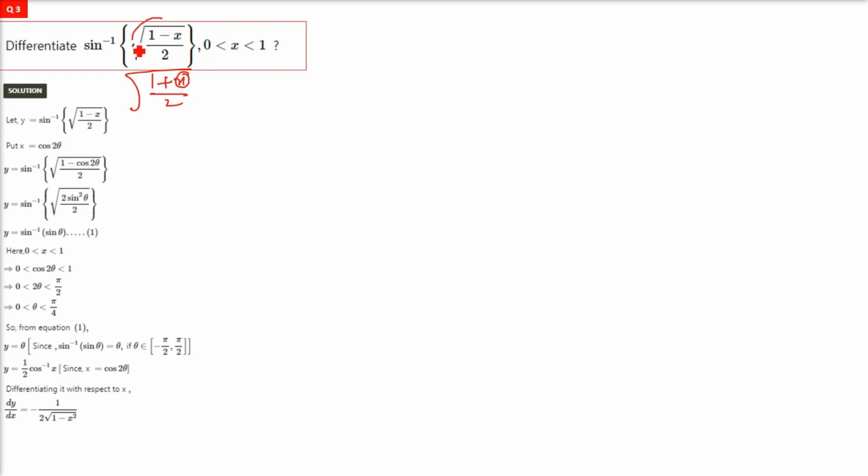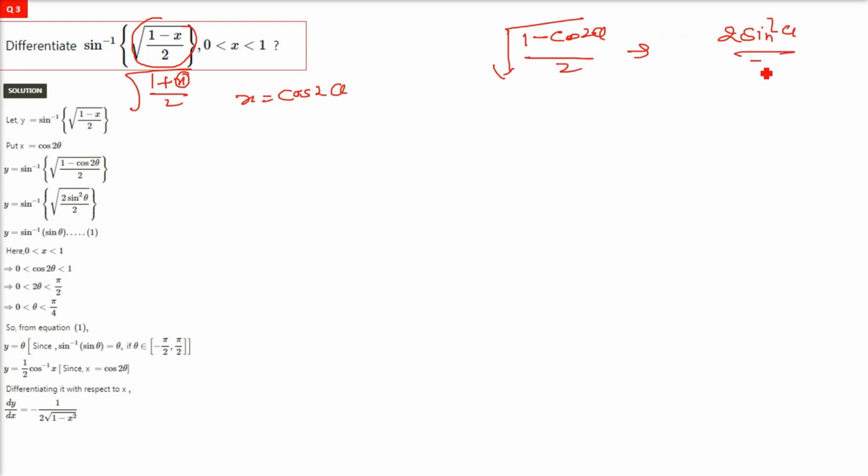Why? Because 1 minus cos 2 theta, we know that it is 2 sin square theta. So the inside one is 1 minus x, we will be substituting cos 2 theta. It will be under root 1 minus cos 2 theta divided by 2. 1 minus cos 2 theta is 2 sin square theta. 1 plus cos 2 theta was 2 cos square theta. Divided by 2, 2 gets cancelled, root of sin square theta is sin theta. So eventually sin inverse is outside, sin inverse of sin theta. So sin inverse you can cancel, you will get theta. Theta will be equal to cos inverse x by 2, the same way we have done the previous question.